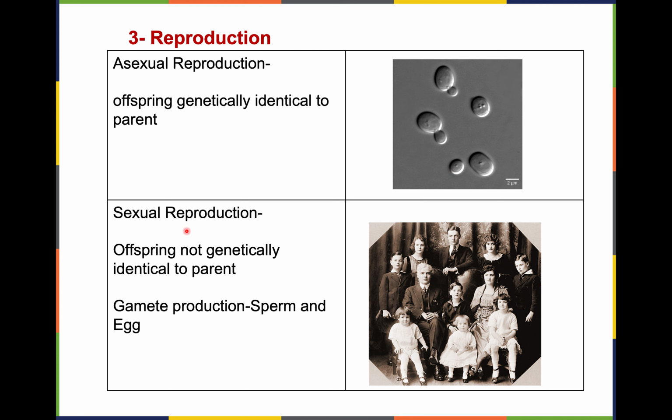For sexual reproduction, it's totally different. The offspring are not genetically identical to the parents, nor are they identical to each other. That's a situation where reproduction requires production of a sperm and egg from two separate individuals. And a good example of that is the, let's say, human population, where when a set of two parents produce children, none of the children look either exactly like them or like each other.